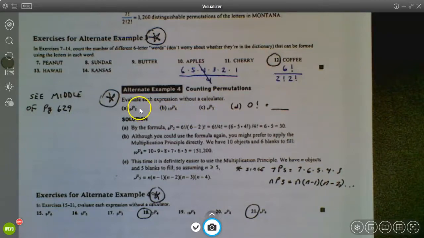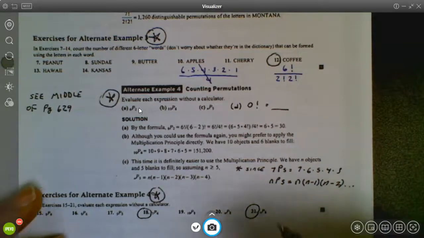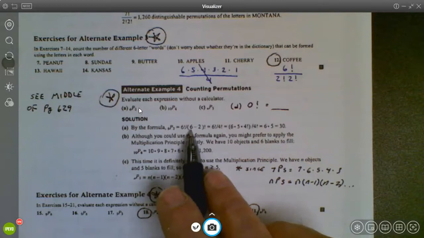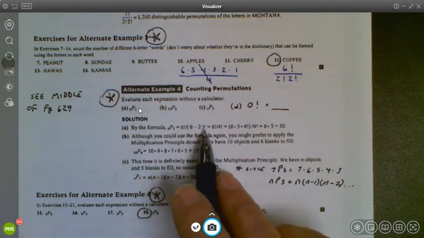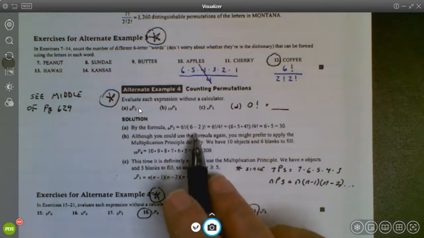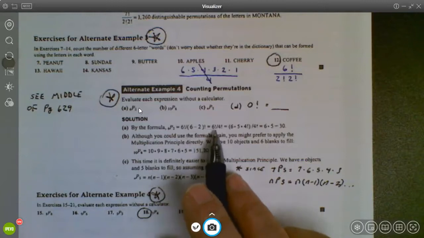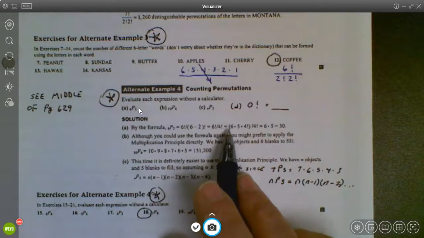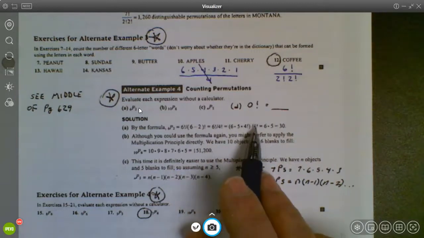So here's what 6P2 represents. If I just stuck with the formula, right? Based on the formula, I have n factorial over n minus r factorial, which if I clean that up is just 6 factorial over 4 factorial. Here's how they simplified this. This is what I need you to see.